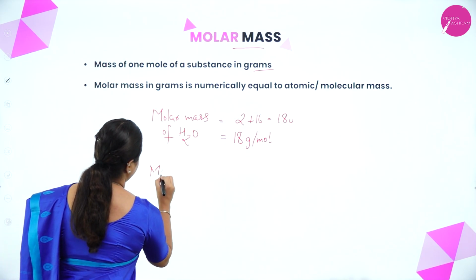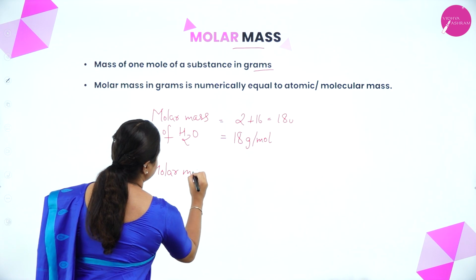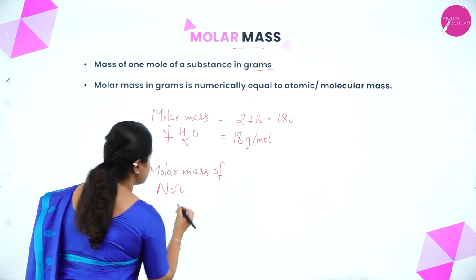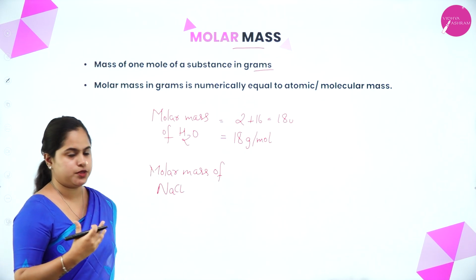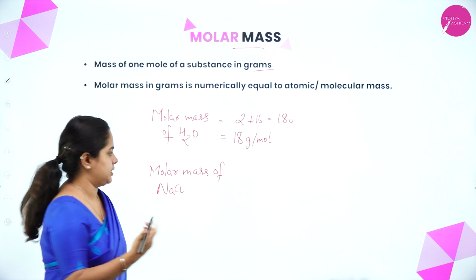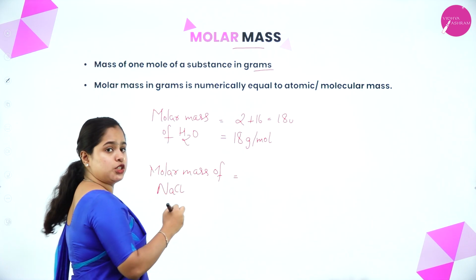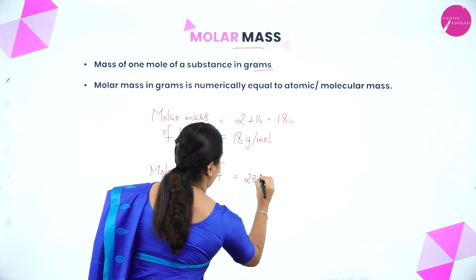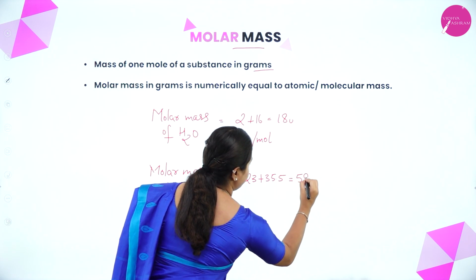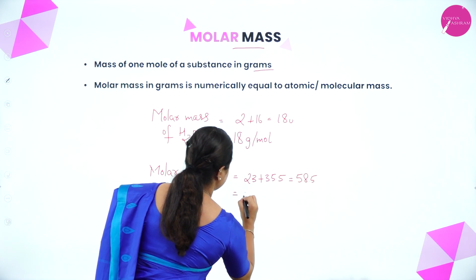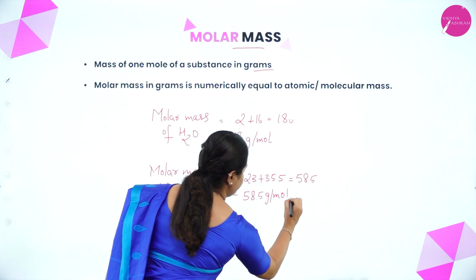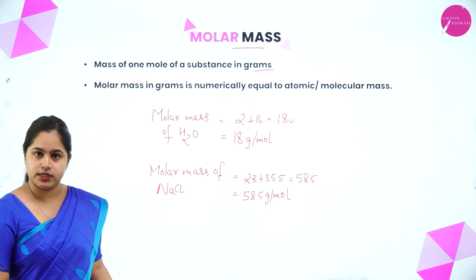What will be the molar mass of sodium chloride? So what is molar mass? It is the mass of 1 mole of your substance. So molar mass of NaCl means what is the mass of 1 mole of your NaCl? That will be equal to, what is atomic mass of sodium? 23, and for chlorine it is 35.5, which will give you 58.5. So your molar mass will be 58.5 gram per mole. I hope you are clear with what is molar mass.